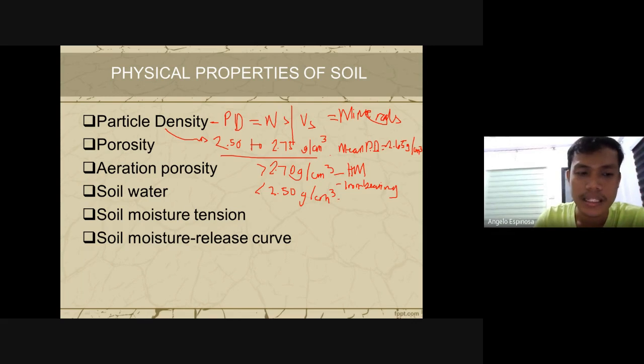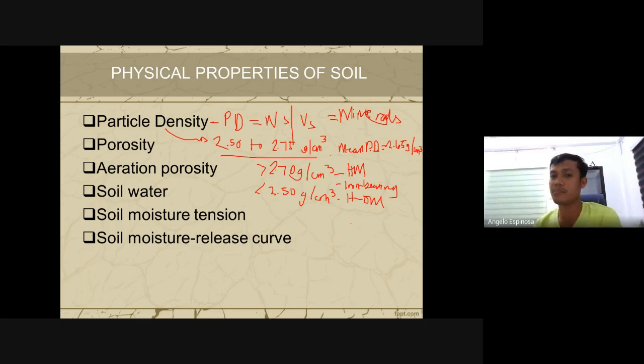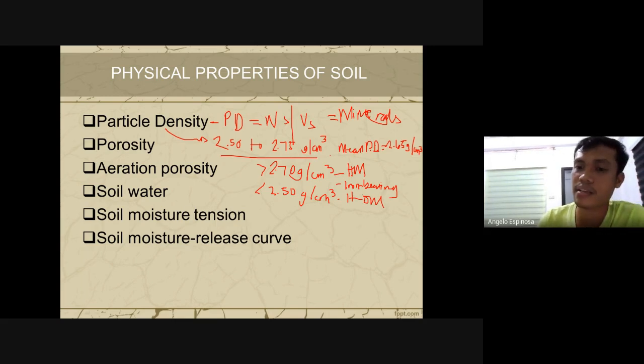Pag lower naman, that indicates the soils have higher organic matter. Mataas ang organic matter. So sa bulk density po, pag mataas ang organic matter, mababa po ang bulk density, kasi because of the organic matter, hindi po siya compacted ang soil. So dito naman po, pag mababa ang particle density, ibig sabihin mataas ang organic matter. And also, the organic matter po ay meron din pong range. The particle density of the organic matter is 1.2 to 1 point.